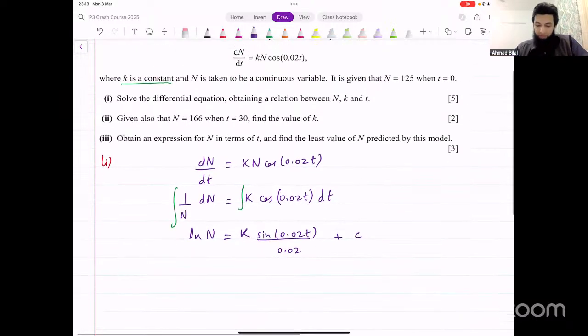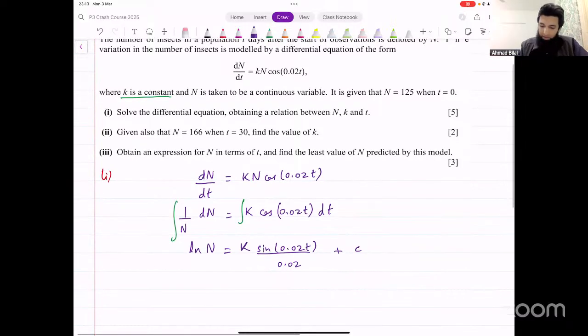Now we need to find some relation between n, k, and t. Okay. Now we have n, we've got k, and we've got t, but we also have c here. So we want to get rid of c somehow. We want to find the value of c. How do we do that? We have this information. We have this point given. They've told us that n is equal to 125 when t is equal to 0.